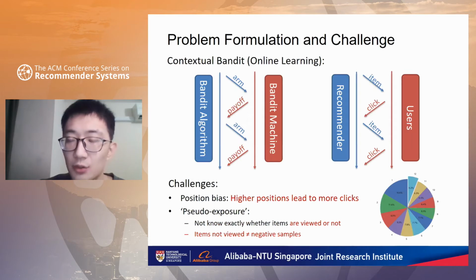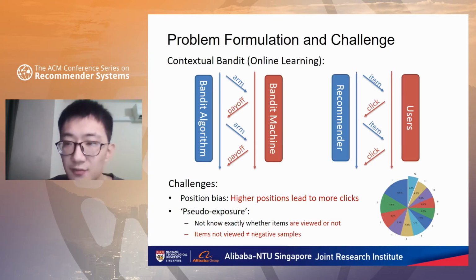So in our work, we model the recommendation task as a contextual bandit problem. Recommended items and clicks are the arms and payoffs in bandit problems. The algorithm needs to recommend items to users and get feedback from users. There are mainly 2 challenges, as we mentioned in the example. The first one is position bias: higher positions lead to more clicks for the same item. We call the other challenge shadow exposure, which means that we do not know exactly whether recommended items are viewed or not. Items that are not viewed shouldn't be labeled as negative samples directly.